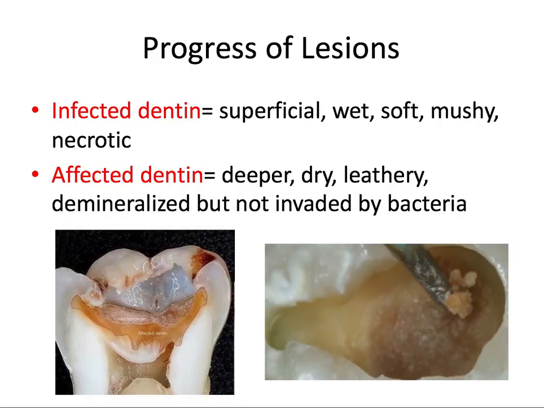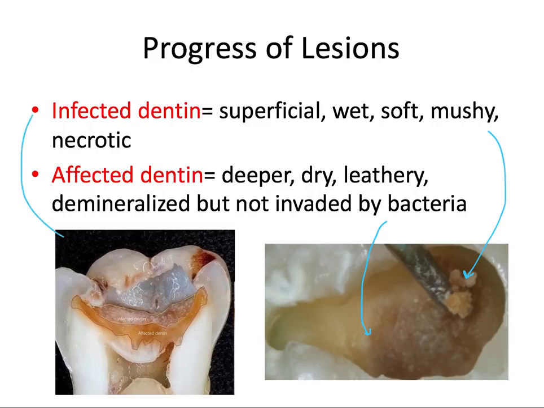We also have to distinguish between infected dentin and affected dentin. So infected dentin refers to this superficial, wet, soft, mushy, necrotic dentin. That's this stuff. It's easily removed, and it has to be removed because bacteria are present there. This is a site of active infection. Whereas affected dentin is deeper. It's dry, it's leathery, it's demineralized, but not invaded by bacteria. So that's a little bit deeper in this cavity preparation.